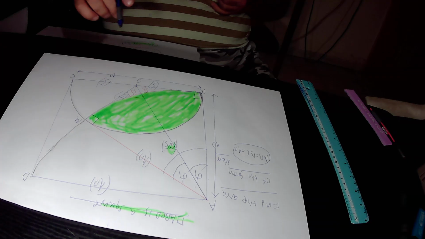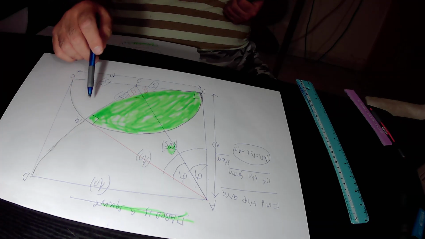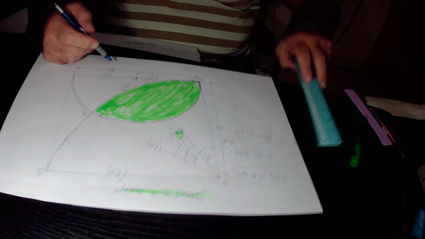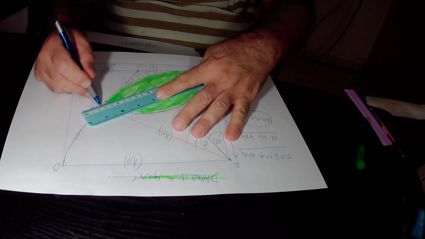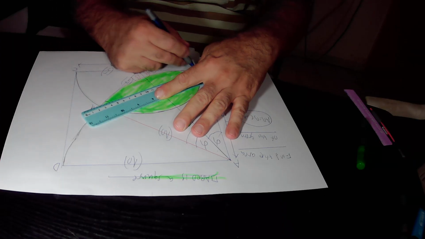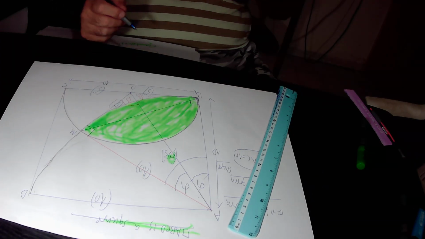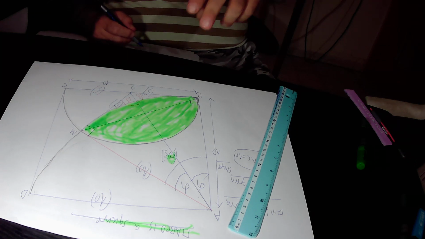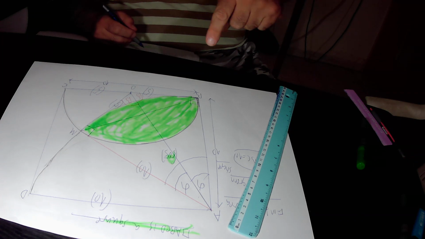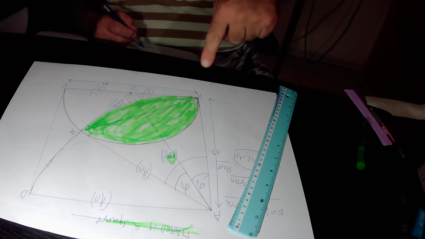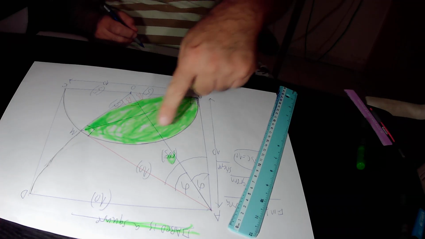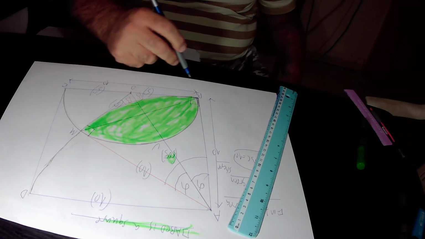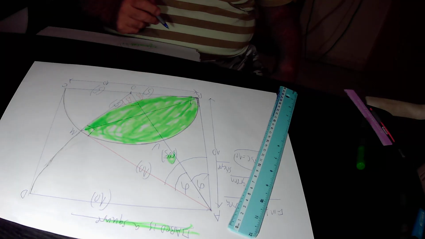In order to find out the area of this green shape, we will join points M and B together by a straight line. By joining points M and B, we divided the green shape into 2 parts. The first part is the upper segment, which we define as segment BUM. This is the upper segment BUM.